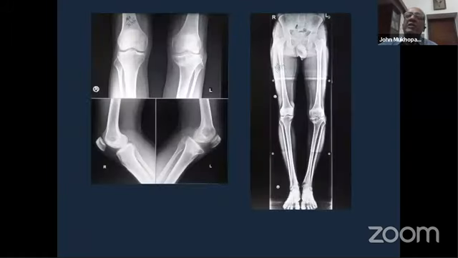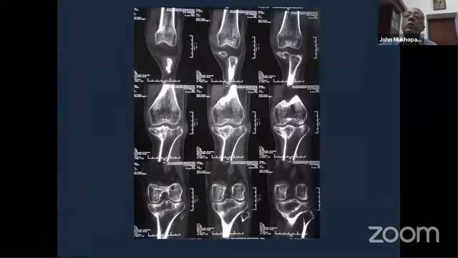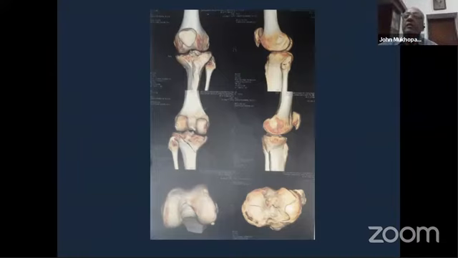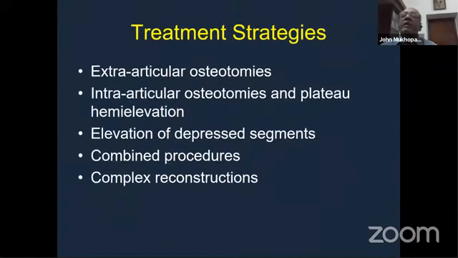So you need to do your standard AP and lateral x-rays, you need to do your full-length weight-bearing films, and you need to do the CT scans to really provide you details of the geometry and the deformities and the various parts of the condyle which are affected. So your treatment strategies could vary from extra-articular osteotomies to intra-articular osteotomies and plateau hemi-elevation or elevation of a depressed segment. You may need to do combined procedures, and in some of them, you may have to do complex reconstructions. And I think some of it has been gone through, but we'll go through a series of cases starting from more simple ones to more complex reconstructions.